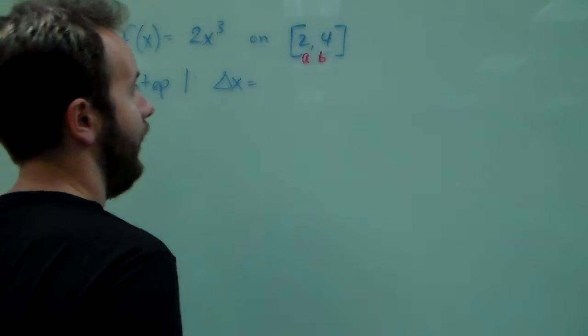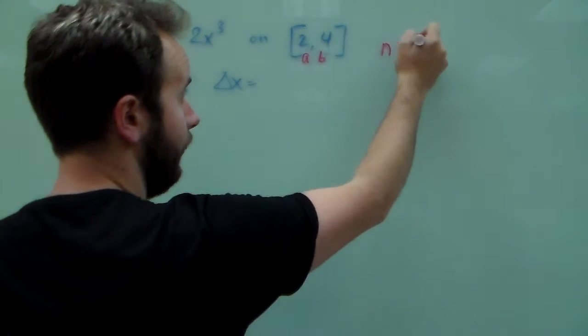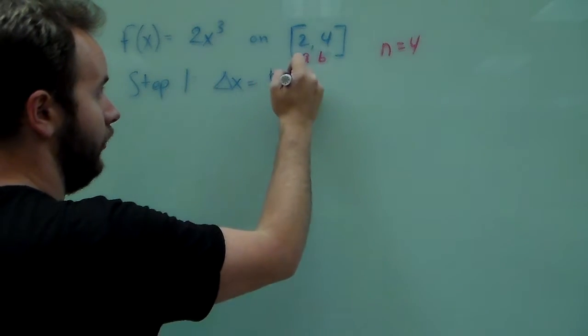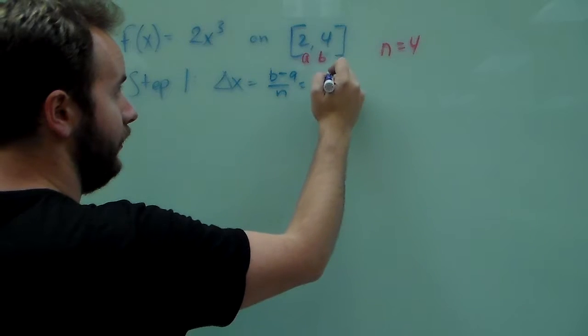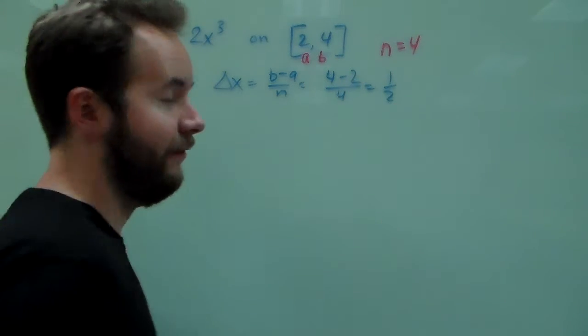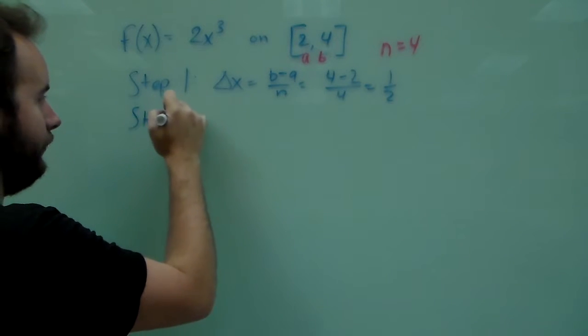A, B, and n is the number of subintervals we're using. They told us we're using 4 subintervals, so n is 4. So b minus a over n, which in this case would be 4 minus 2 over 4, which is 1/2. That's step 1 complete. Step 2, we're going to draw a number line.